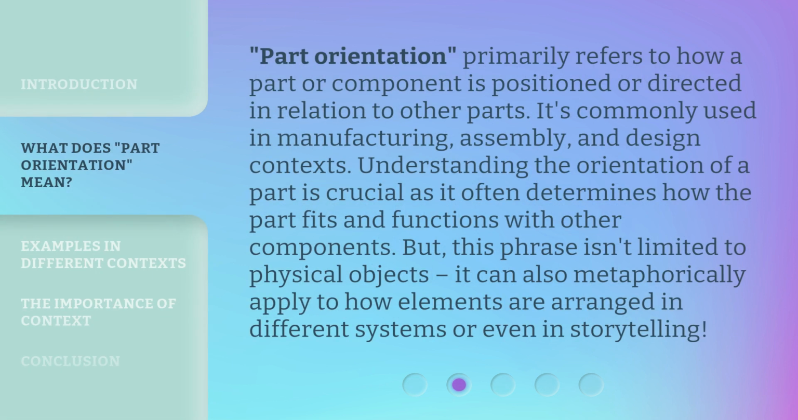Part orientation primarily refers to how a part or component is positioned or directed in relation to other parts. It's commonly used in manufacturing, assembly, and design contexts. Understanding the orientation of a part is crucial as it often determines how the part fits and functions with other components. But this phrase isn't limited to physical objects. It can also metaphorically apply to how elements are arranged in different systems or even in storytelling.